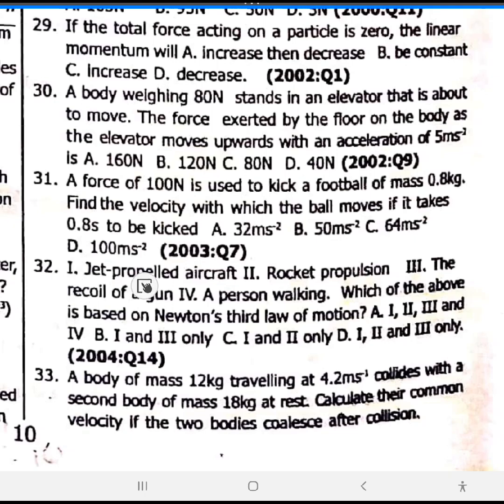32. Jet propelled aircraft, rocket propulsion, the recoil of a gun, a person walking. Which of the above is based on Newton's third law? Do not forget, Newton's third law is the law of action and reaction, which are equal and opposite. Okay, so 32 is option A: jet propelled aircraft, rocket propulsion, recoil velocity, and person walking. 32 is option A.